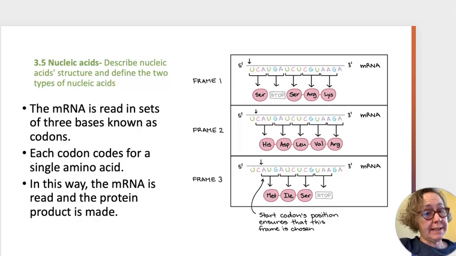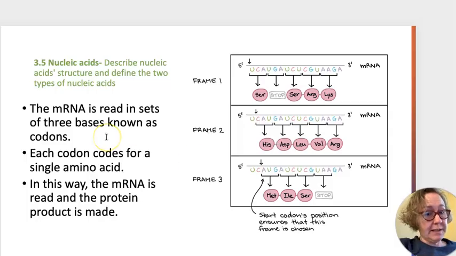The mRNA is read in sets of 3 bases. So once we get here and we've transcribed it from DNA to RNA, we're going to have this string of mRNA. Now we need to translate it into a different language, which will be the language of amino acids. Each one of these 3-base codons codes for an amino acid. Okay, so there's a chart for that. I'm not going to make you memorize it. And you will have a chart and you will be able to do this.